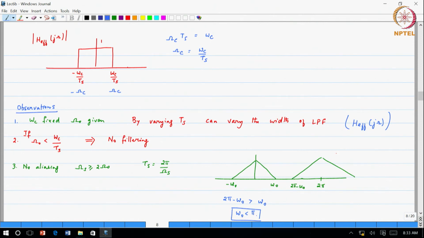Okay. That is a very important observation, because you will find that if you did not satisfy this condition, you could have gotten a situation where this was wider, and then in this portion you would have ended up with aliasing. Okay. And again, the aliasing notion is not only in the continuous time. When you are completely working in the discrete time domain also, you can still have an underlying understanding of aliasing.